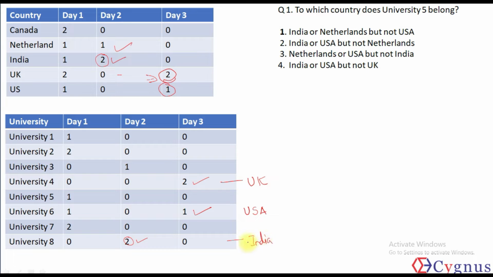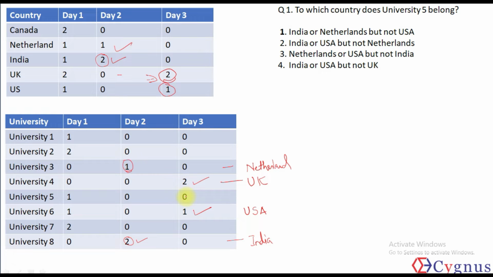So this becomes India. And if you look at day 2, University 3, 1 student belongs to University 3 and on day 2, 1 student came from Netherlands. That means this University 3 belongs to which one? I hope Netherlands. So I'm sure about these 4 universities, that is University 3, 4, 6 and 8.